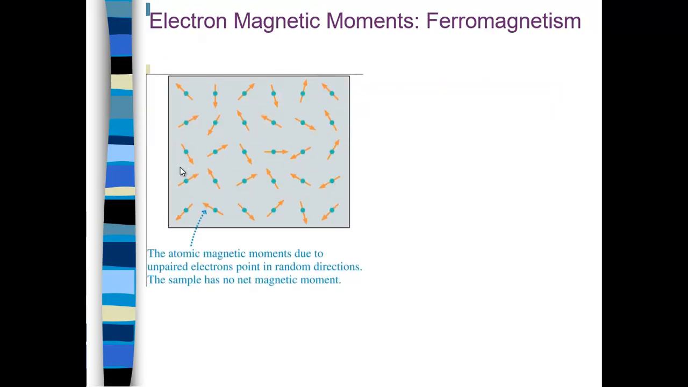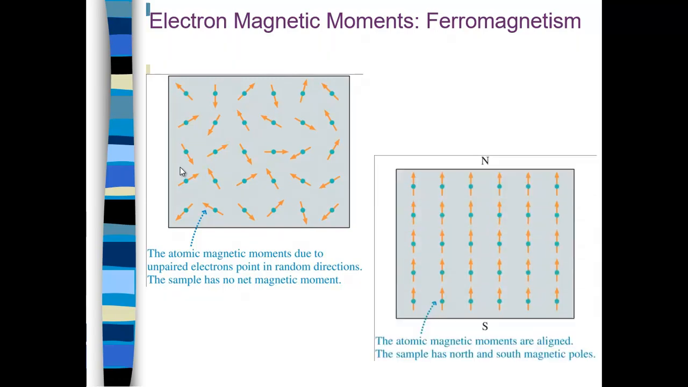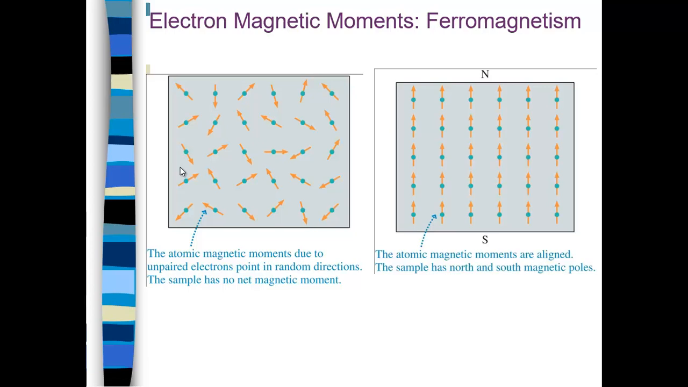So if we look at something like iron, when it's not under the influence of a magnet, all the magnetic moments will be pointing in a variety of directions. The magnetism will cancel out, so there will be no net magnetic moment. However, if we put it into contact with a magnet, then the magnetic moments will be aligned. The sample has north and south poles. South will be attracted to north, and north will be attracted to south. So under the influence of the magnet, this will align.